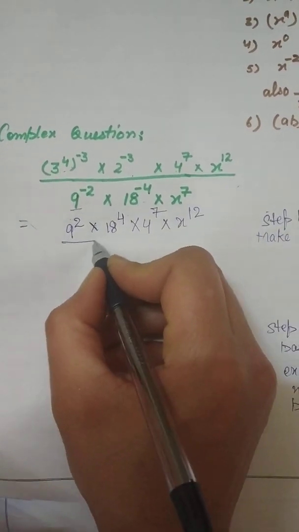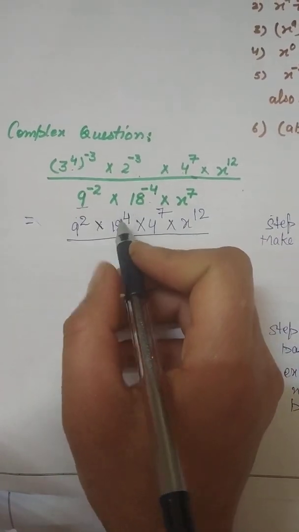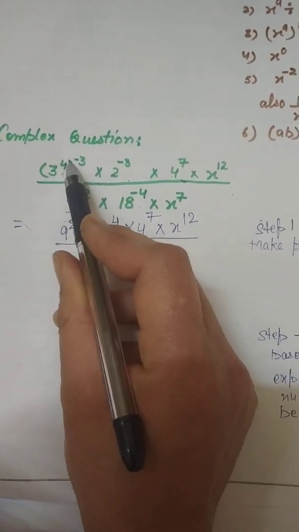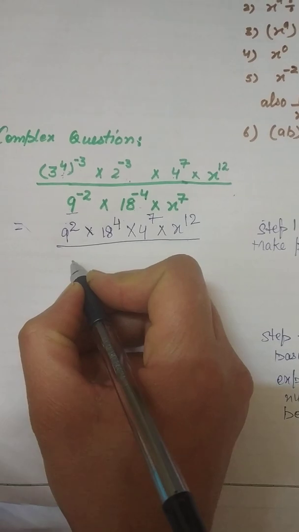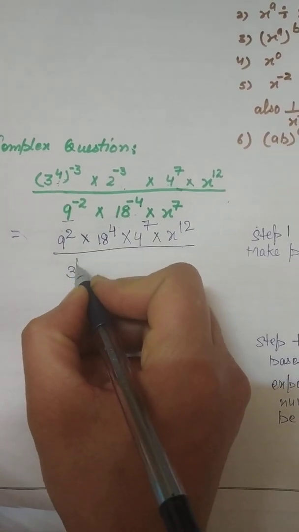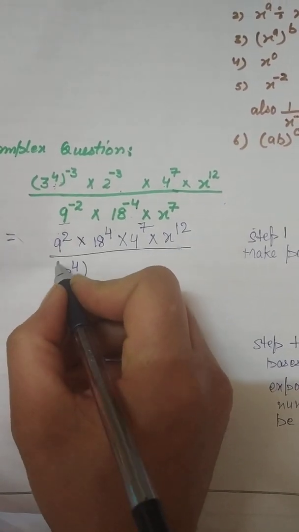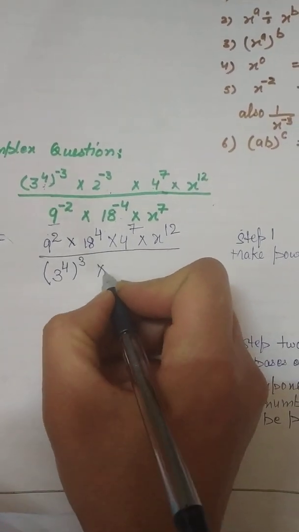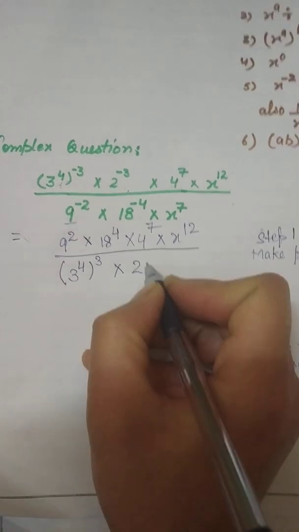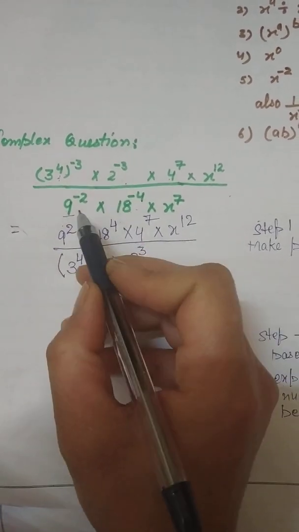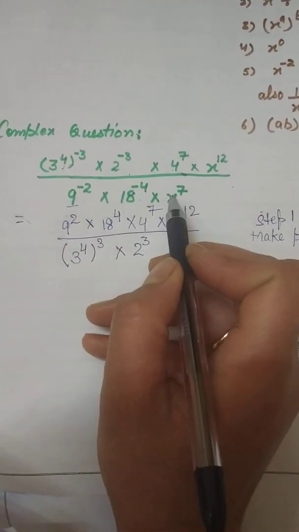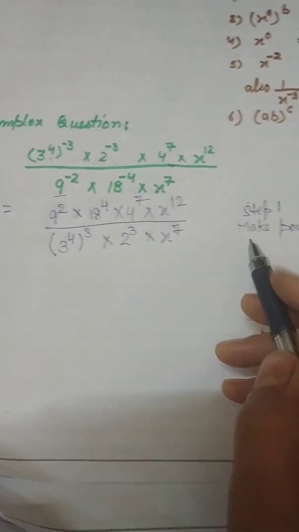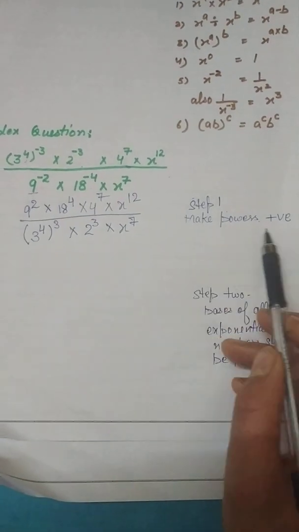Okay. Now in the denominator, what do we have? First thing, we'll have to shift it. Who has raised to power minus 3? 3 raised to power 4. So when we shifted 3 raised to power 4 to the denominator, its power became positive. When we shifted 2 raised to power minus 3 to the denominator, the power became positive. These two have already been shifted to the numerator, so the next thing left is x raised to power 7. So our step 1 is complete, making the power positive.